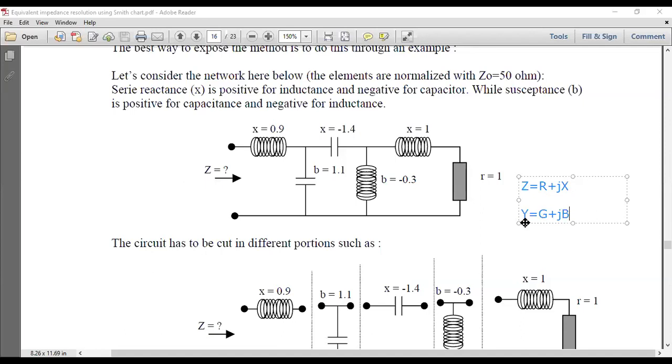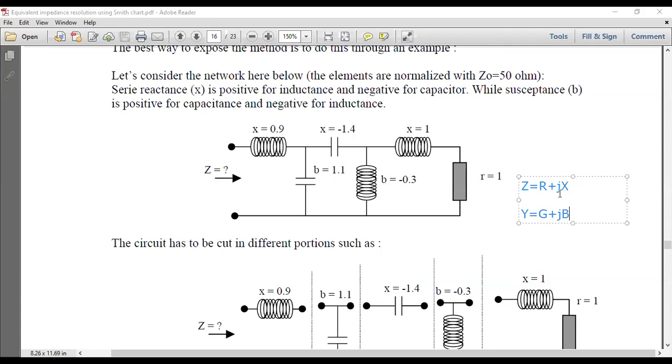What is Z? The inverse of admittance is Z. So that we know. Z, the impedance, equals resistance plus reactance. And Y, the admittance, equals conductance plus susceptance. This we require in this experiment. So please write it down. You people are aware, but sometimes we forget it.